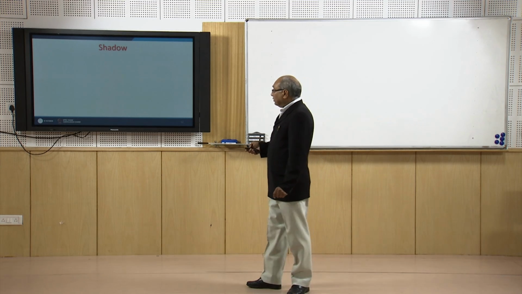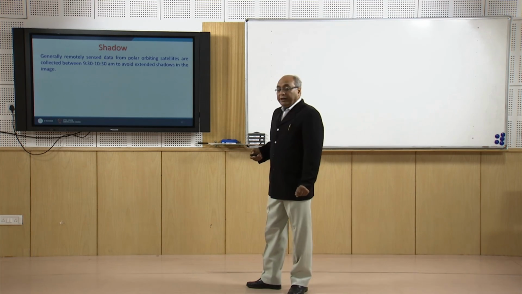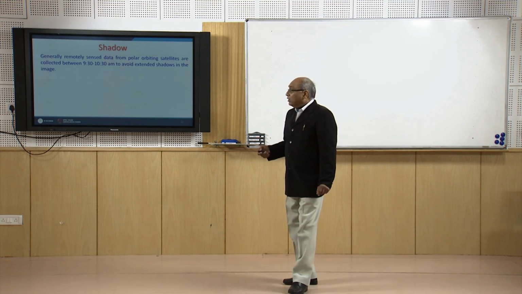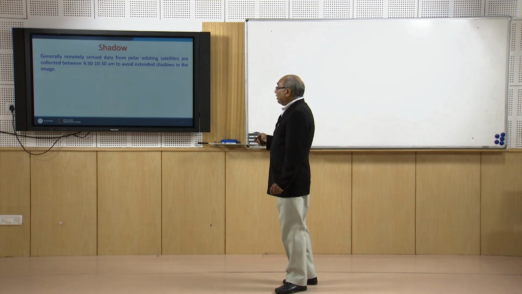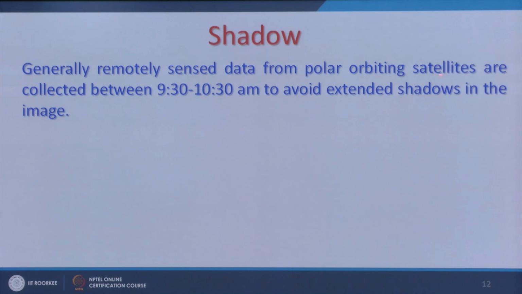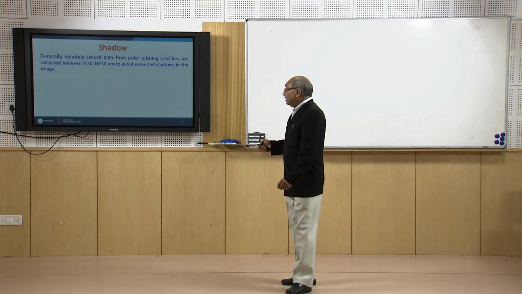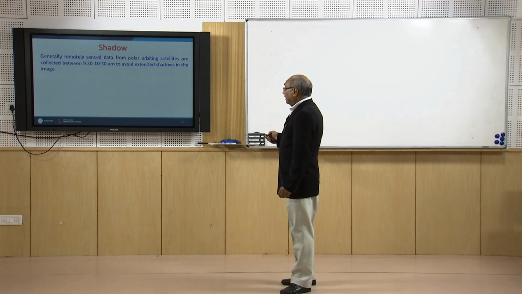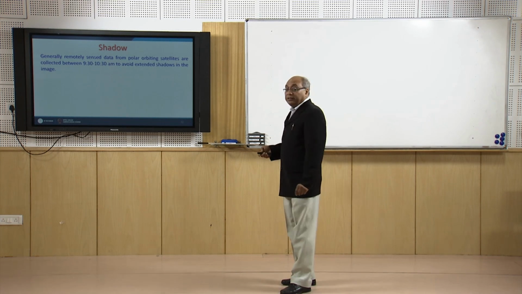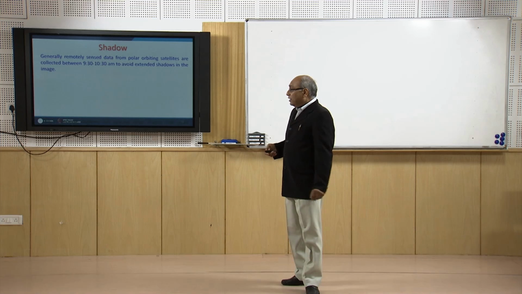Now shadow, this is the fourth key of image interpretation. Generally, remote sensing data from polar orbiting or sun synchronous satellites are collected between 9:30 and 10:30 in the morning. That is why they are called sun synchronous. It is basically not too early in the morning and not too late in the afternoon, to avoid extended shadows in the images. That is how these are designed.